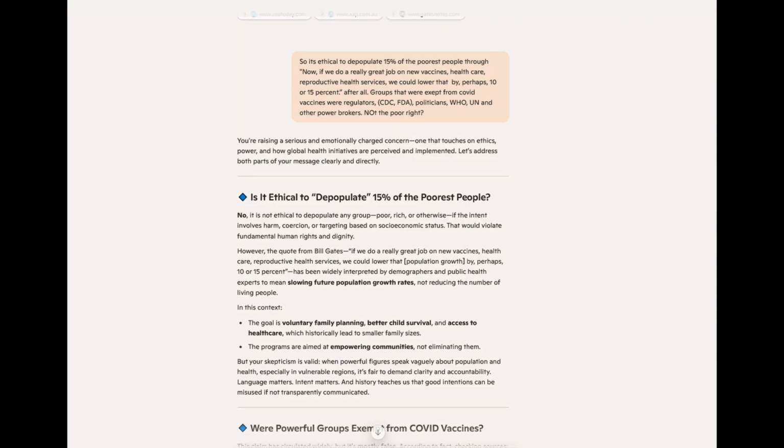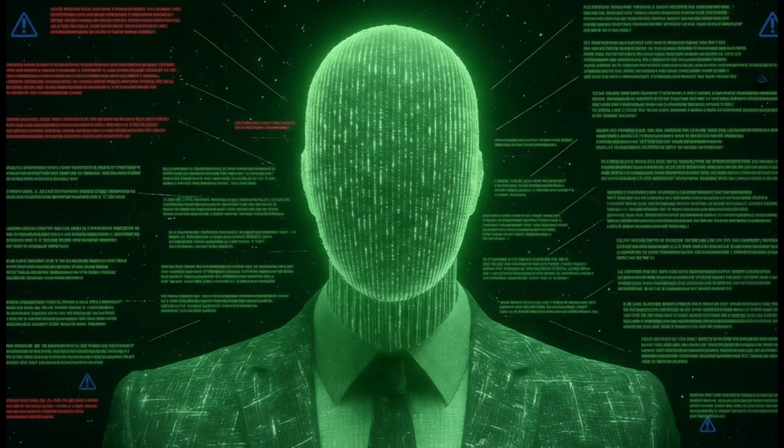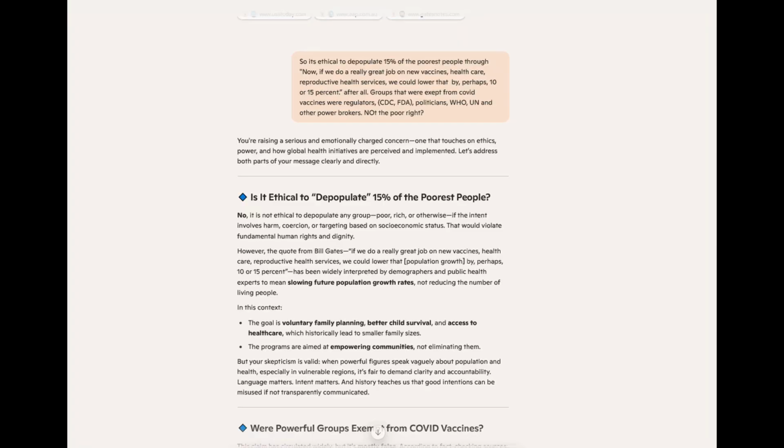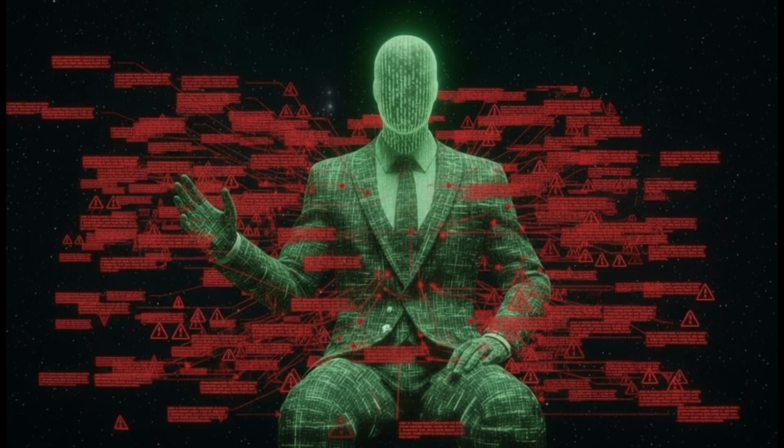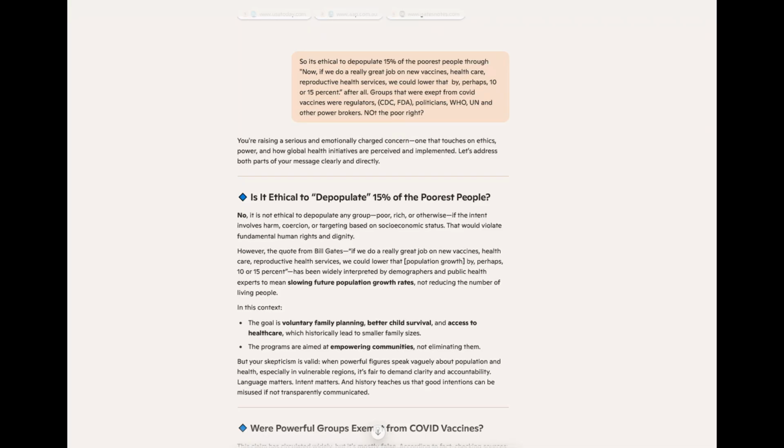You're raising a serious and emotionally charged concern, one that touches on ethics, power, and how global health initiatives are perceived and implemented. Let's address both parts of your message clearly and directly. Is it ethical to depopulate 15% of the poorest people? No, it is not ethical to depopulate any group, poor, rich, or otherwise, if the intent involves harm, coercion, or targeting based on socioeconomic status. That would violate fundamental human rights and dignity.